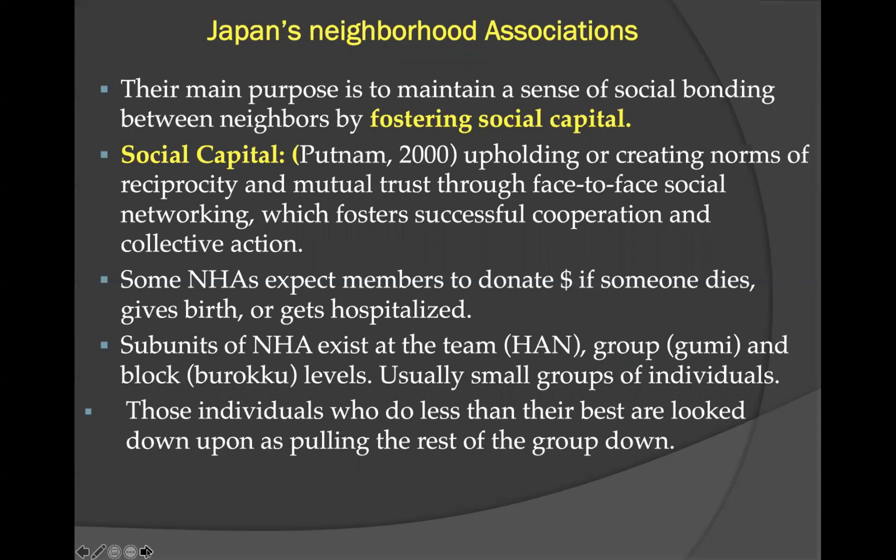And some neighborhood associations expect members to donate money, for example, if someone dies or gives birth or gets hospitalized. And there are also subunits of neighborhood associations that exist at the team, that's the Han, the group, gumi, and block, buroku levels. So usually small groups of individuals. So there are sort of different levels of Han groups. And those individuals who do less than their best are looked down upon, again, as pulling the rest of the group down. And like I said, most families belong to the neighborhood association. So this is a really important part of Japanese life.